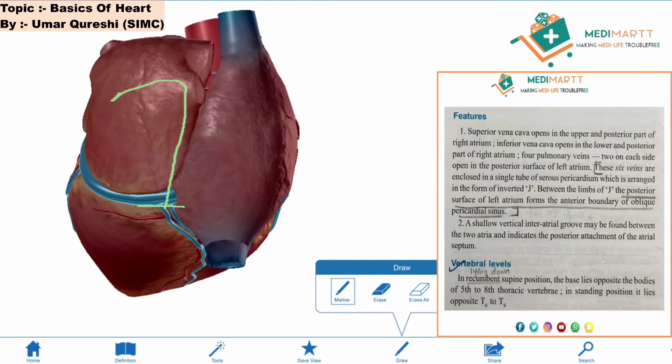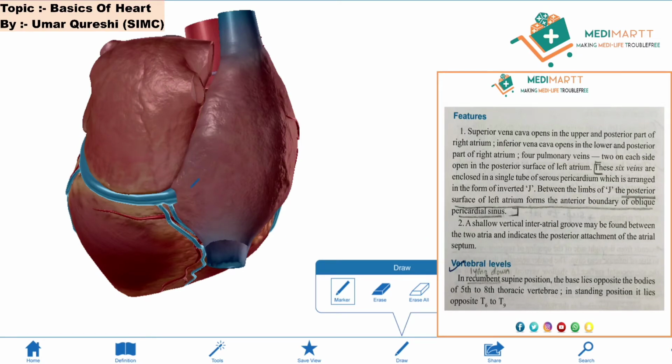Okay, so these 6 veins are enclosed in a single tube of serous pericardium, which is arranged in the form of an inverted J shape. Between the limbs of the J, the posterior surface of the left atrium forms the anterior boundary of the oblique pericardial sinus. What is the oblique sinus? It is inverted J shaped, and the posterior surface of the left atrium forms the anterior boundary of the oblique sinus. Okay, so that's it, you don't have to understand much.